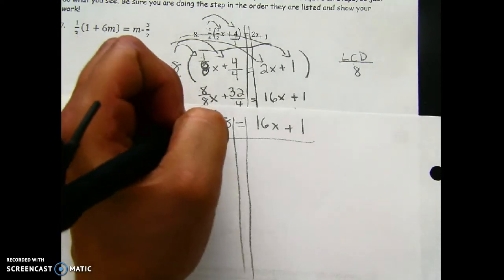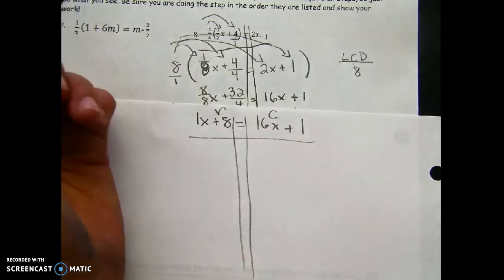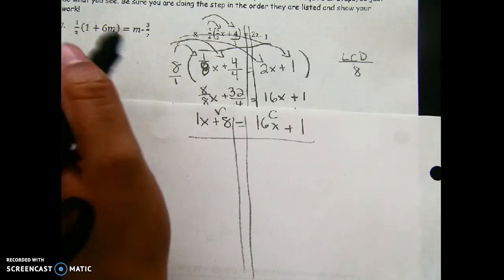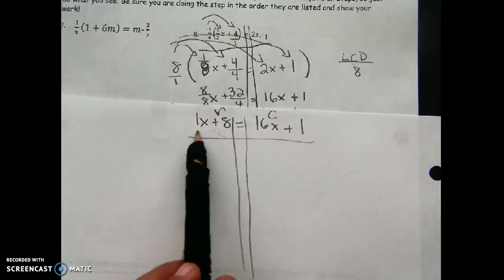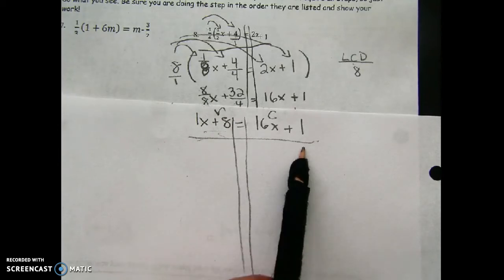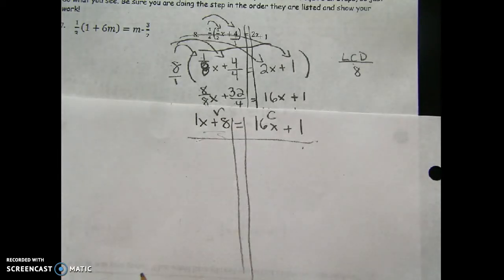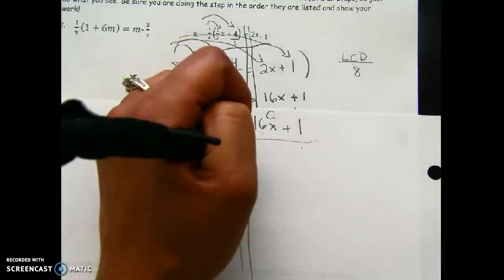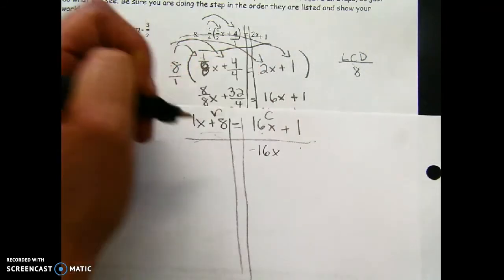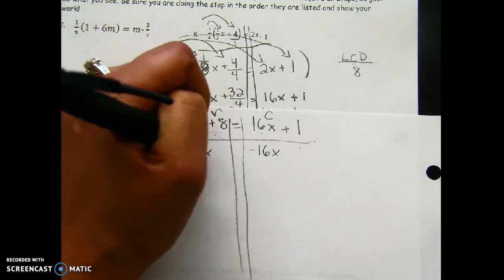I am going to write V and C on top because now I am going to simplify the expression. There is nothing to combine on either side. So I'm going to skip number 3 and go on to number 4, and use addition or subtraction for the property of equality to get all my variables on one side and all my constants on another. So I have a variable on my constant side, so I'm going to do the inverse on each side.